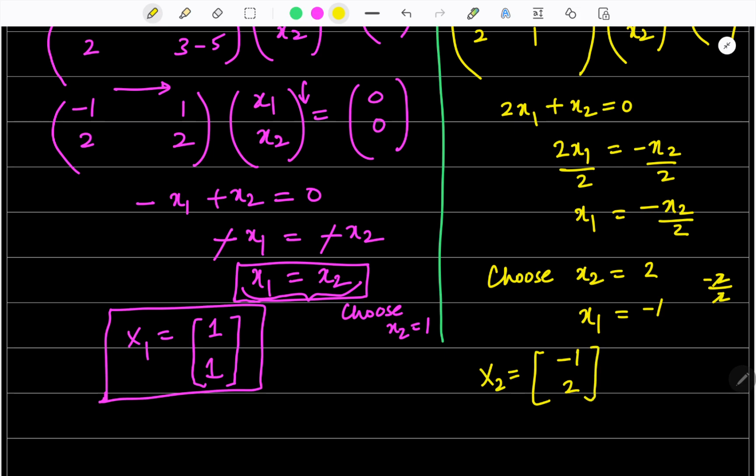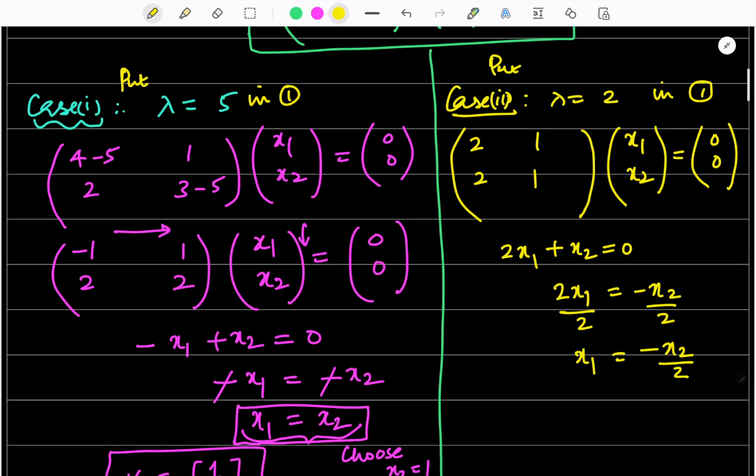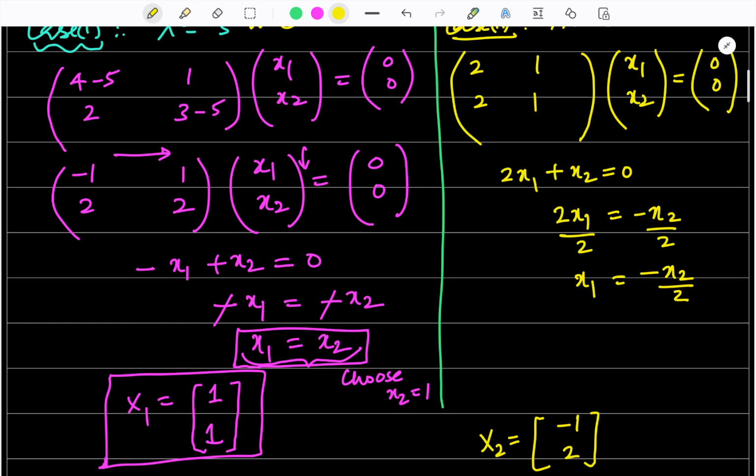Okay, again I'll repeat, listen carefully. So this is the equation, you got it, okay? So 2x1, I took this x2 to the other side, because 2, 1, 1, 2. So 2x1 plus x2 is equal to 0, right? So what I will get is 2x1 is minus x2. Then I divide. So x1 is equal to what? Minus x2 divided by 2, right? Because this 2 gets cancelled, okay.